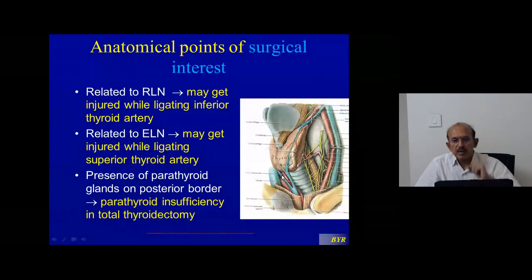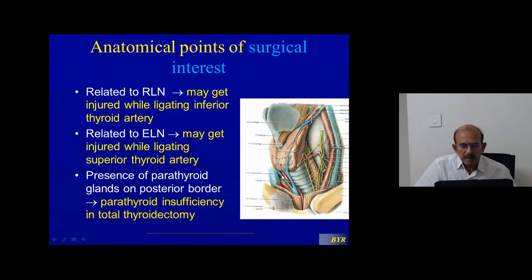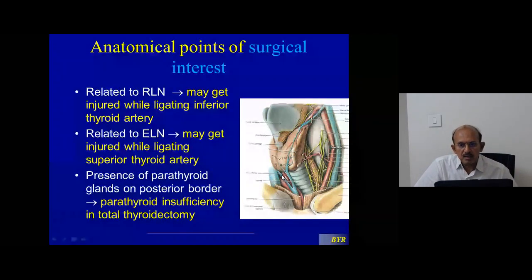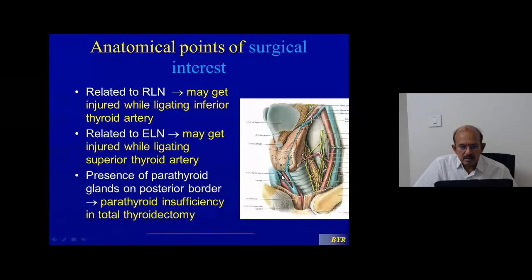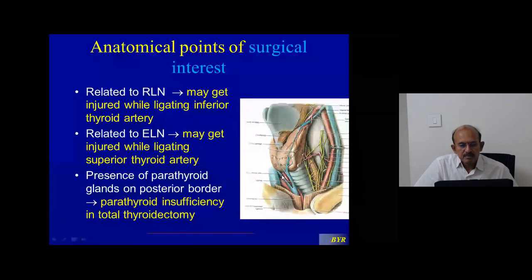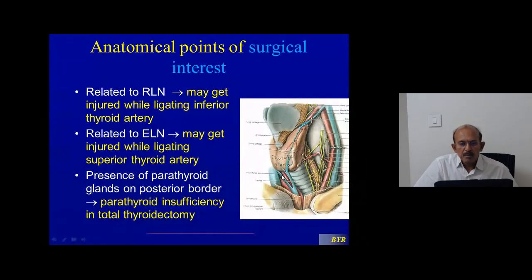That's why in any case of thyroidectomy, either hemithyroidectomy or total thyroidectomy or subtotal thyroidectomy, you must always, underline, always preserve all the 4 parathyroid glands. That is one of the rules of thyroid surgery. So please remember, thyroid surgery means you must preserve both the laryngeal nerves and all the 4 parathyroid glands.